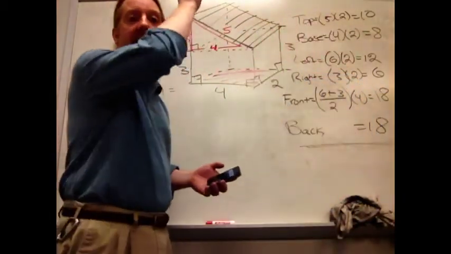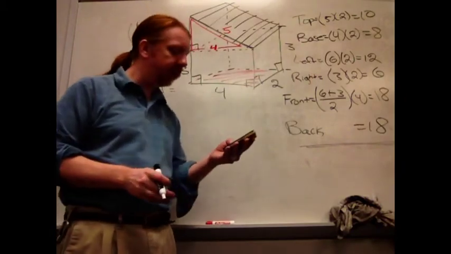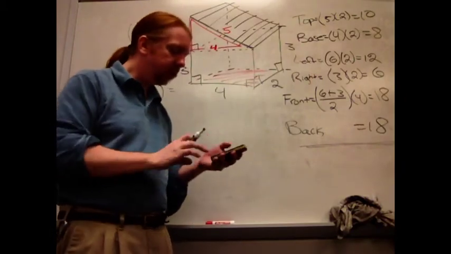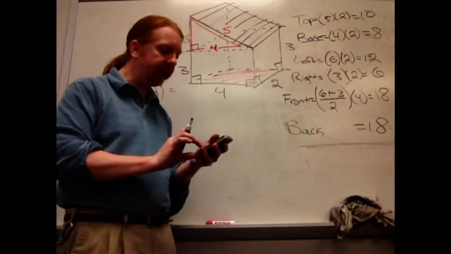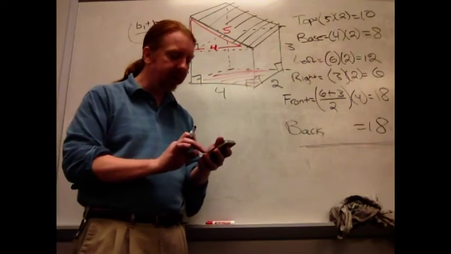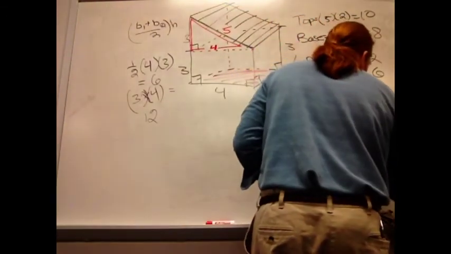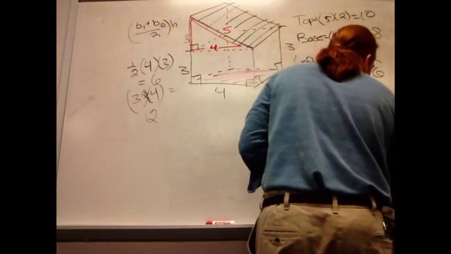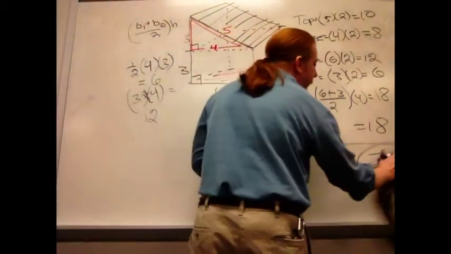So now I'm just going to simply add down my column of numbers. Start off with 10 for the top, plus 8 for the base, plus 12 for the left, plus 6 for the right, plus 18 for the front, and 18 for the back. My total area is 72 square units.